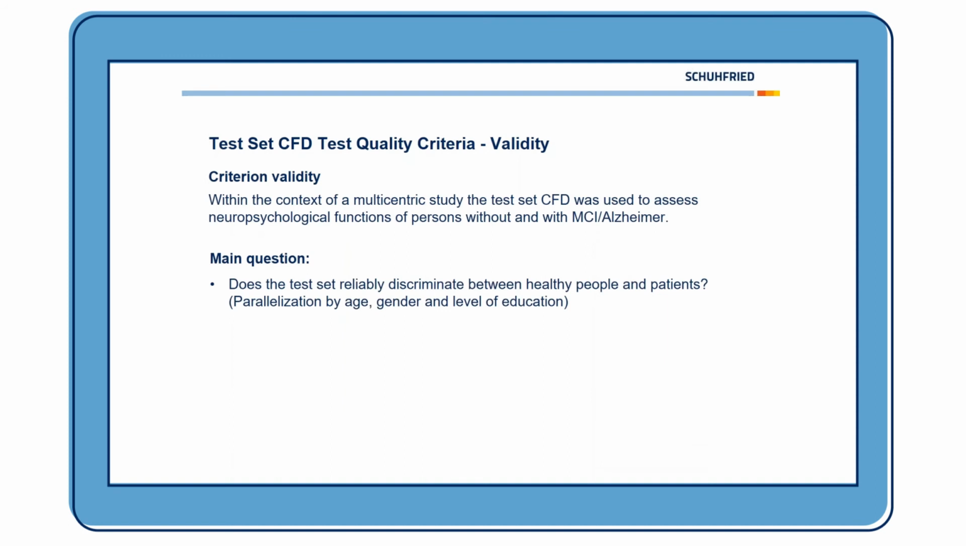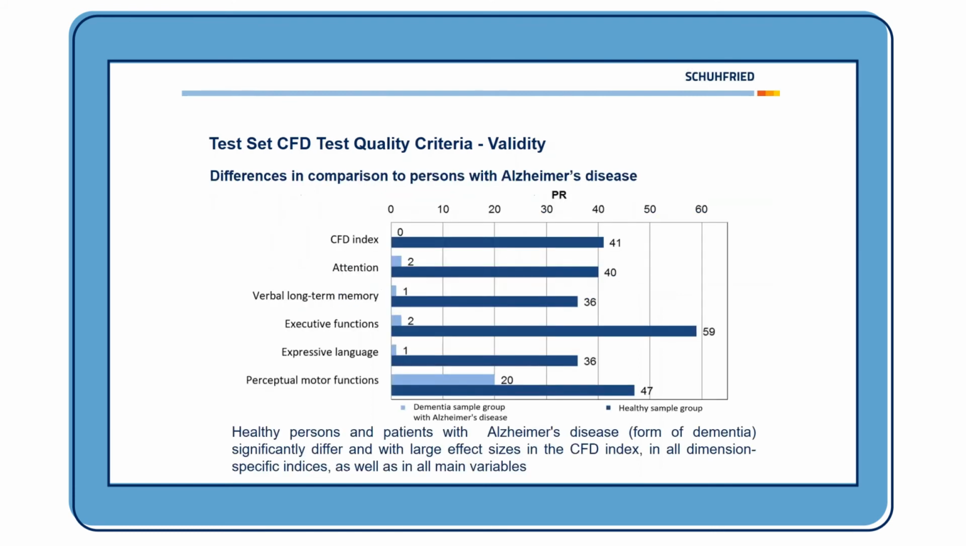Of course, we also conducted a study to measure the criterion validity, and we took a look if the tested CFD can reliably discriminate between people who have no disorder, no impairments, and people with MCI or Alzheimer's. Of course, we did a parallelization by age, gender, and level of education. So let's take a quick look at the results.